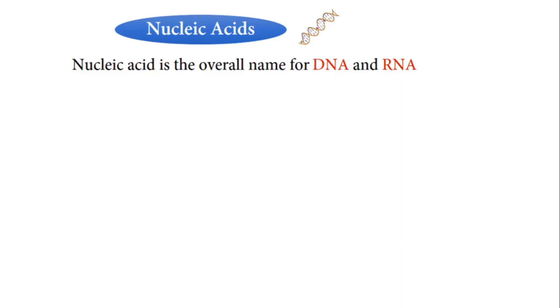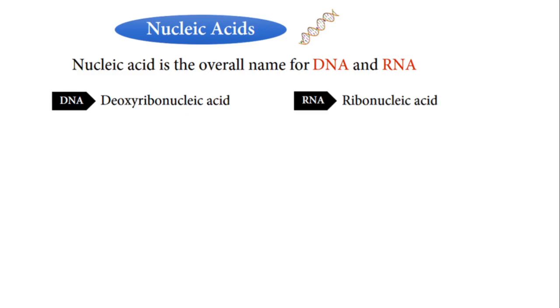Now let's talk about nucleic acids. Nucleic acid is the overall name for DNA and RNA. While DNA is deoxyribonucleic acid, RNA is ribonucleic acid. DNA is a molecule which carries genetic instructions for the development, functioning, growth, and reproduction of all organisms and many viruses that are known to man.